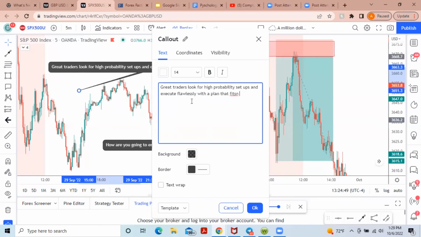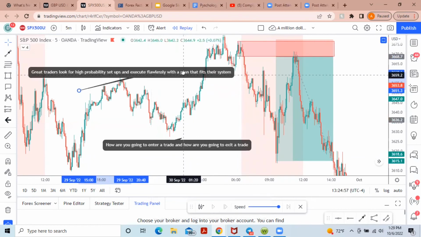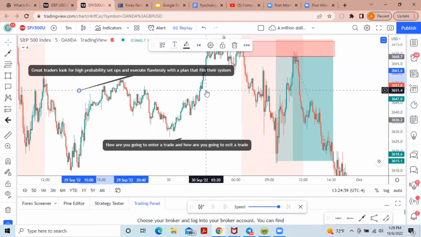That fits their system. I promise you, as a trader, if you do this, oh my goodness, you're going to see your breakthrough season so fast. I promise you. You just have to know what your high probability setups are within your system. Make a Forex playbook. Once you make the playbook, execute. Just execute.